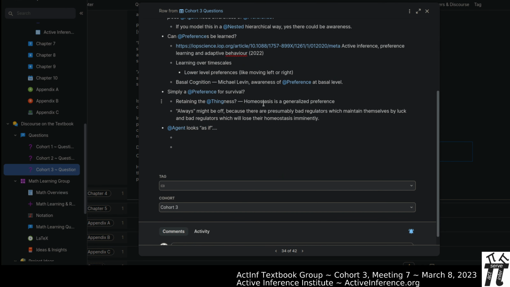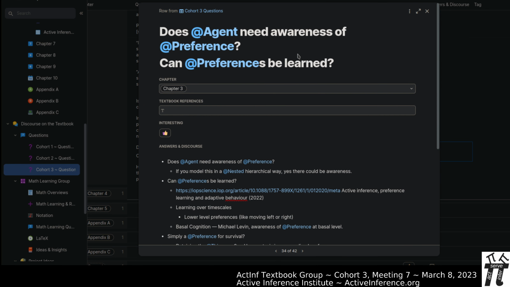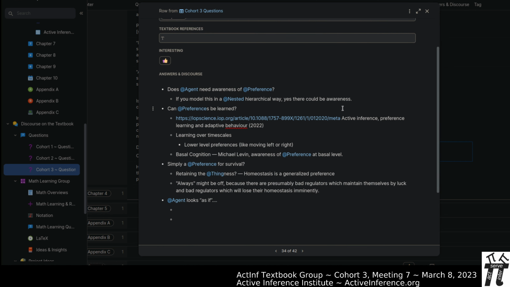Okay. Short question: does the agent need awareness of preferences? Can preferences be learned? I think this may have come up at an office hours. So does the agent need experiential awareness of preference? You can construct models that have this feature, but it's not a feature of the kernel of the model. So single layer ActInf model, no, you don't need to even go there, but you could make a nested model where the higher layer is like attention or meta awareness.